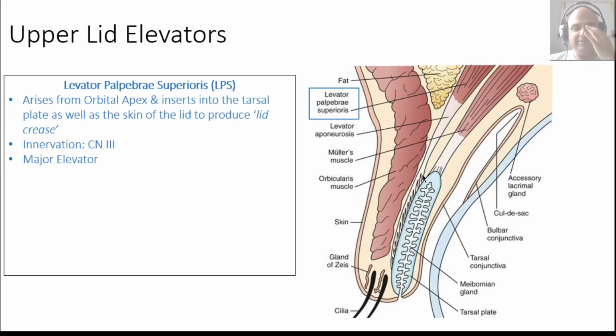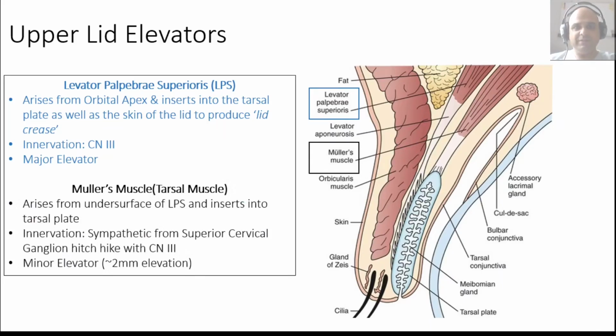And as it inserts into the skin, it produces a skin crease. That lid crease on the upper lid skin is telling you that the levator muscle is properly developed and properly inserted into the skin. It's a motor muscle, a skeletal muscle innervated by the third cranial nerve, and it provides the majority of the elevation action of the upper lid.